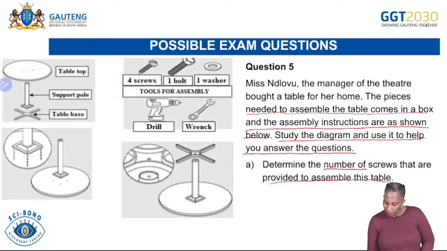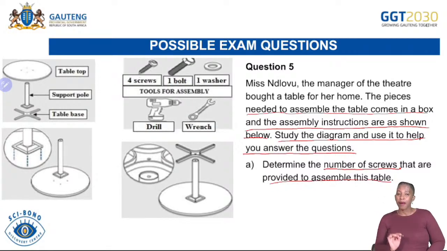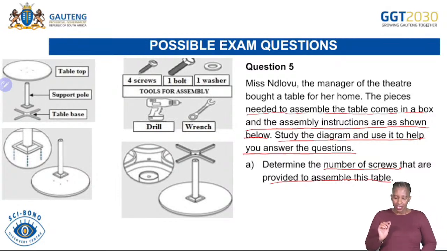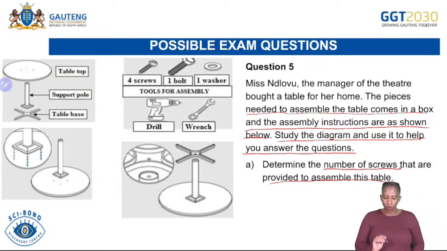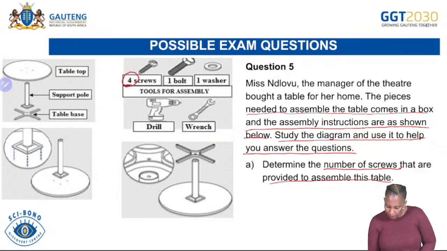What are we looking for? We are looking for the number of screws. It says determine the number of screws that are provided to assemble the table. So when you look at the assembly instructions here, it says how many screws. We are given this number. So it means our answer here, it says identify or determine. You just look at the instructions and then you identify the correct answer there.